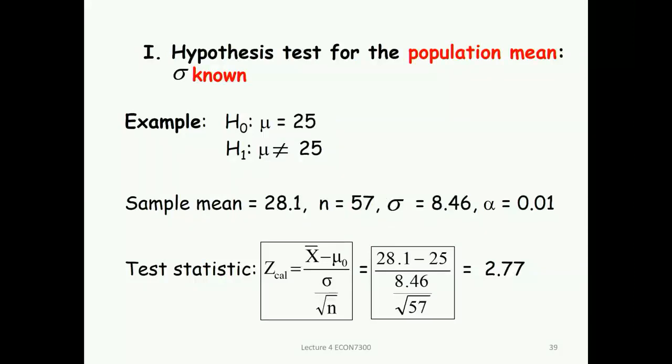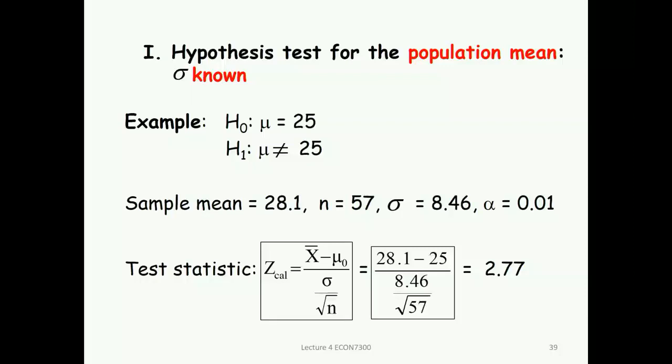Let us say a two-tailed test. The claim is 25. Then you are saying it's not equal to 25, the alternative hypothesis. You take a sample of 57 observations. You got 28.1 sample mean. Population standard deviation is given. 1% level of significance. If alpha is 1%, how many percent do we have to the right? 0.5% to the right, so alpha divided by 2 to the right and to the left.